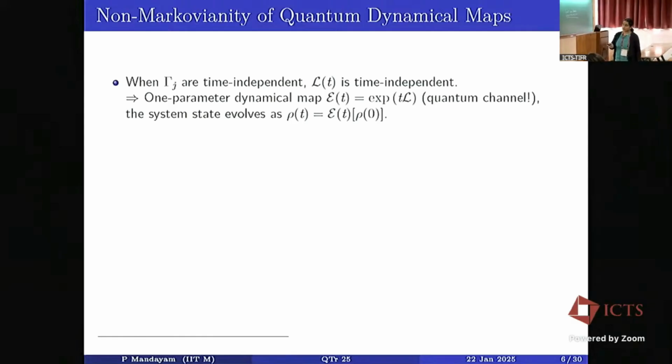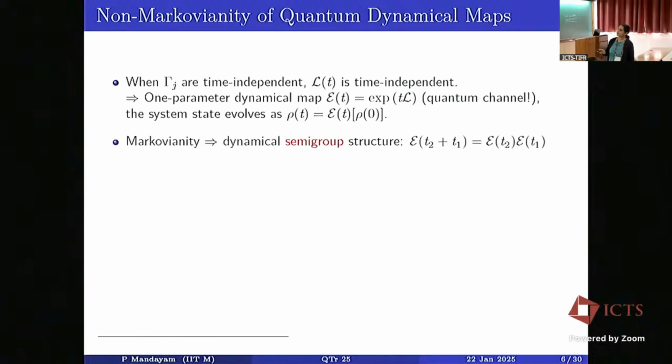So yeah, suppose the gamma_j are time independent, that is, the decay rates do not depend on time, then the Lindbladian is also time independent, and in this case, one can derive this dynamical map on the system essentially as this exponential of t times the Lindbladian, and this is the quantum channel I described on the very first slide. And then, of course, the system state evolves like this.